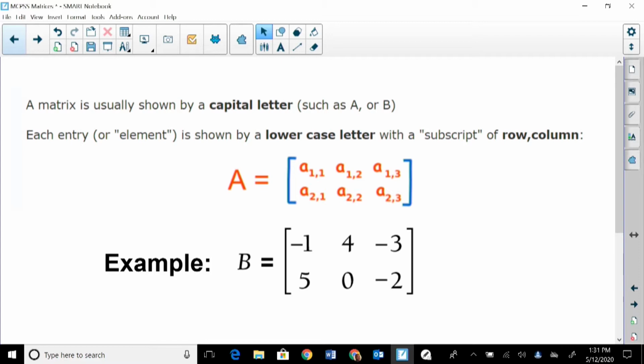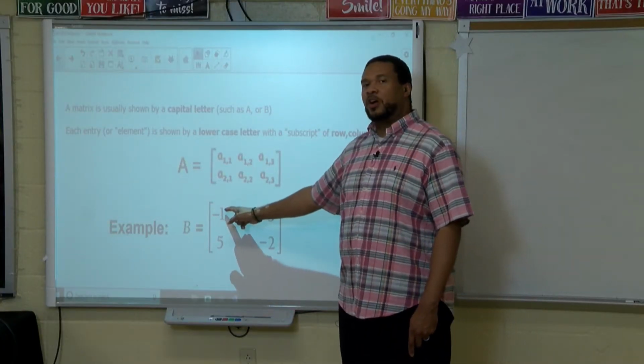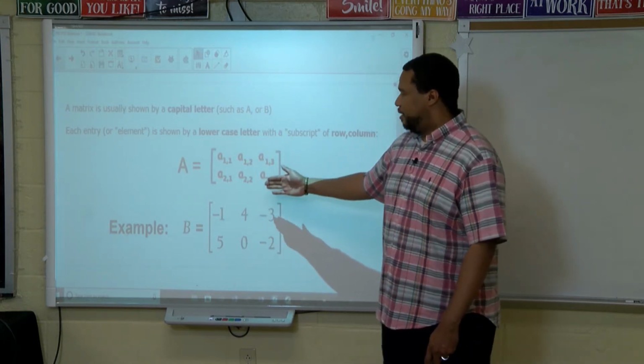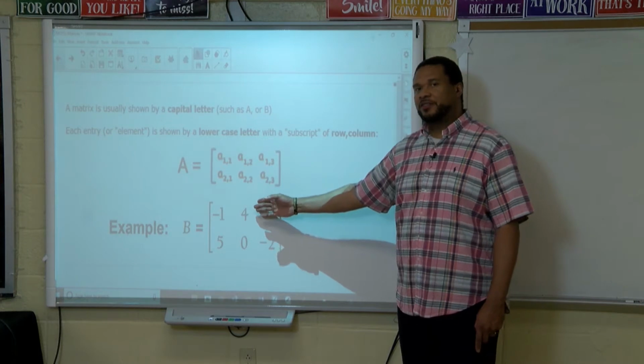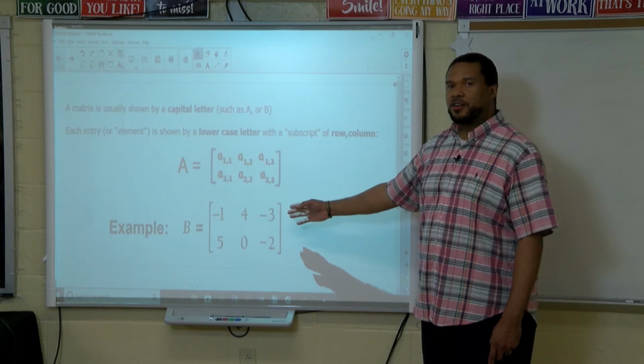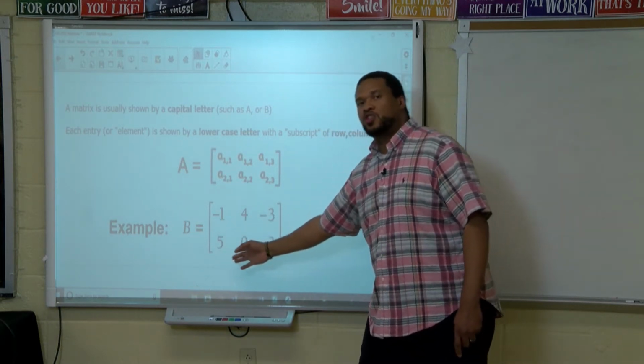as 1, 2, 3. So in our example, we have a 2 by 3 matrix, matrix B, with 2 rows and 3 columns. -1 is the entry for row 1, column 1. 4 is the entry for row 1, column 2. -3 is the entry for row 1, column 3. And the same thing for row 2 below it.